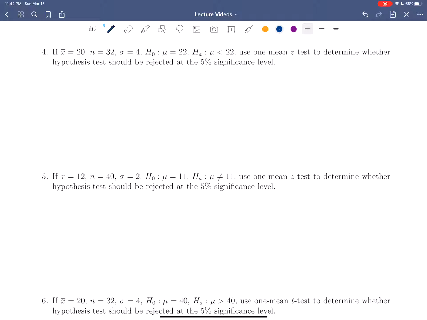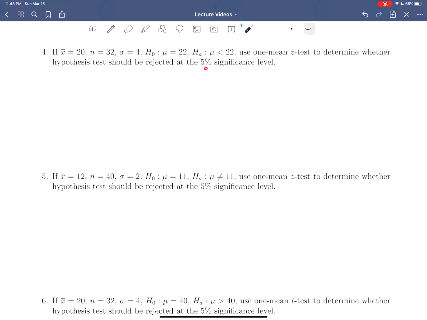All right, so we're ready to actually go through and do some hypothesis testing. Our first example, we have a sample of data where the sample mean is 20. We use 32 data points. Our population standard deviation is 4. And then we're going to do a hypothesis test where we're testing whether mu is 22 or less than 22. So this is going to be a left-tailed hypothesis test.